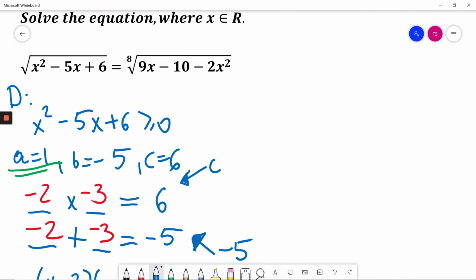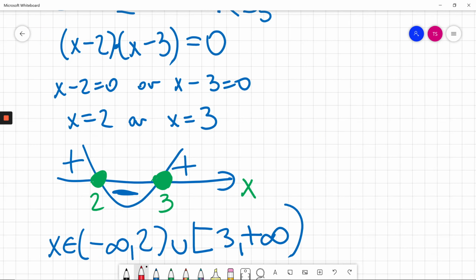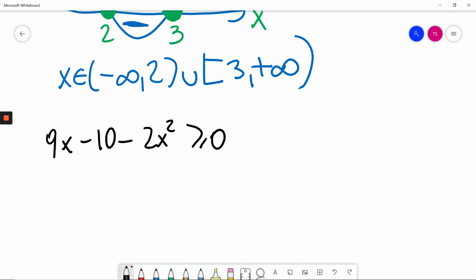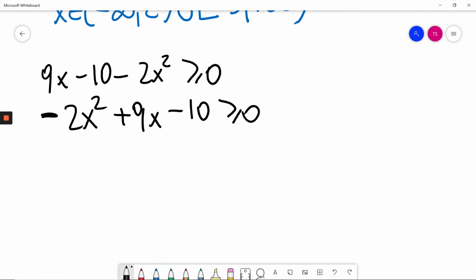Similarly, the expression under the 8th root cannot be negative. This is also positive or equal to 0. So 9x minus 10 minus 2x squared is more or equal to 0. I will simplify this: minus 2x squared plus 9x minus 10 is more or equal to 0. Now I don't like to have a negative coefficient of x squared, so I will multiply both sides of this inequality by negative 1.